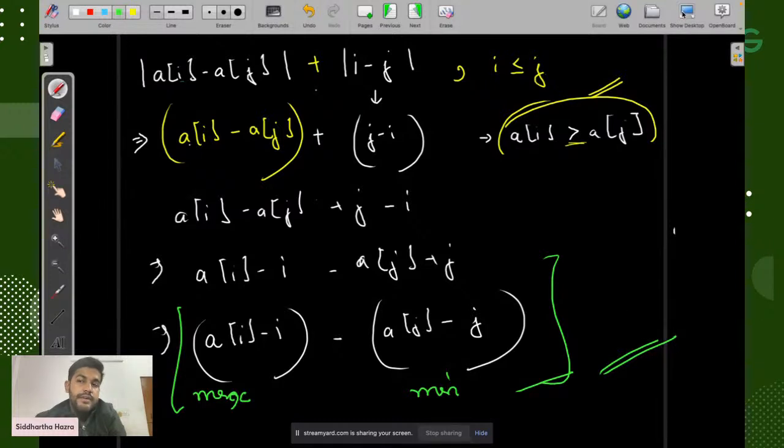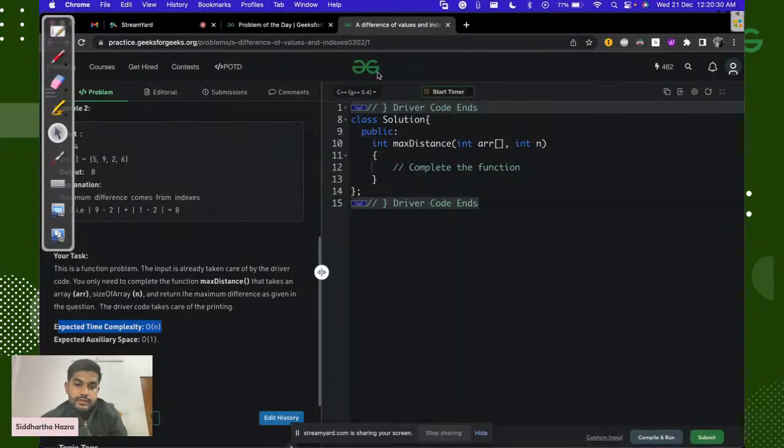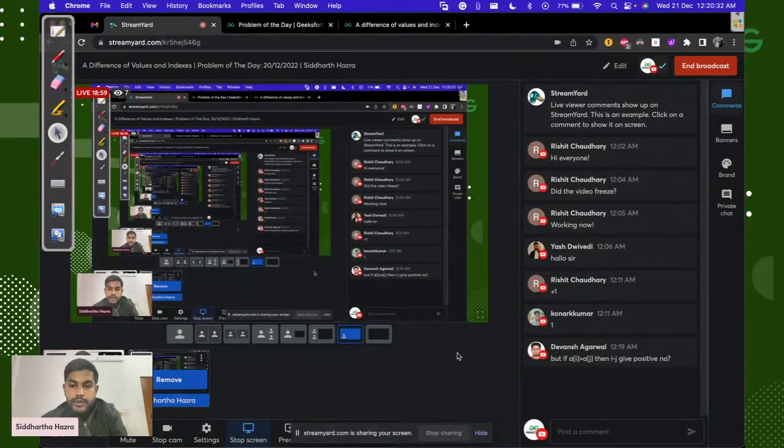Just tell me quickly if I'm clear with this or not. This is the first condition where a of i is greater than or equal to a of j. This is the very first condition. Just give me a quick one in the chat if you are able to understand.